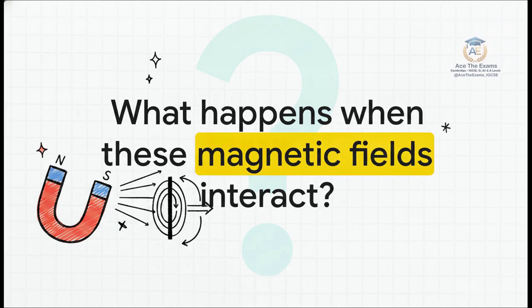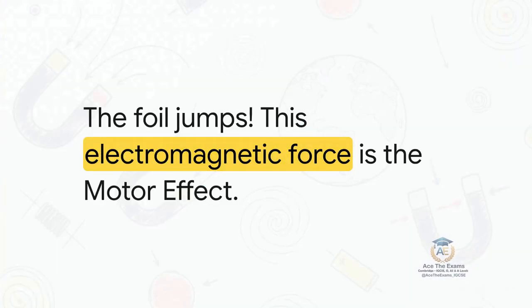Okay, back to the foil and the magnet. How do we structure the perfect answer to this interaction? We use the PEEL framework. Point, evidence, explanation, link. Let's apply PEEL right now. Point. The foil physically jumps and becomes taut. Evidence. This occurs because an electrical current is flowing through the conductor.